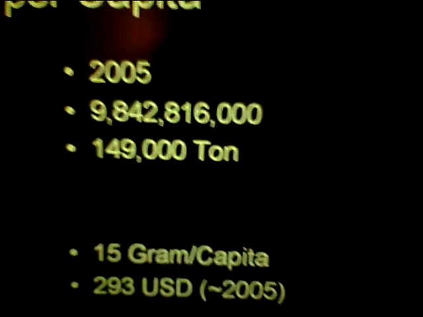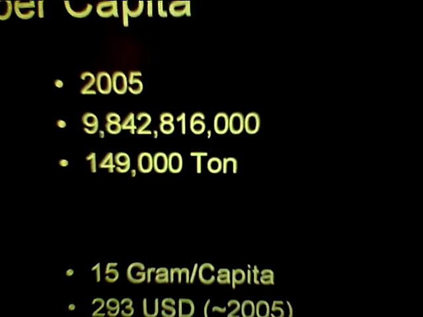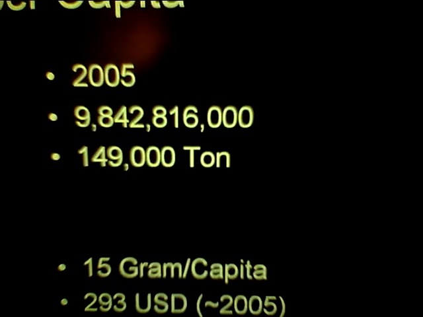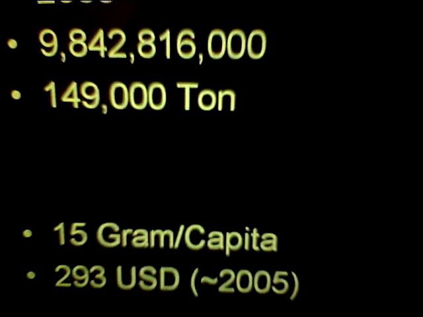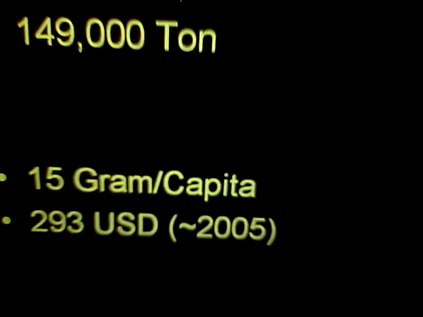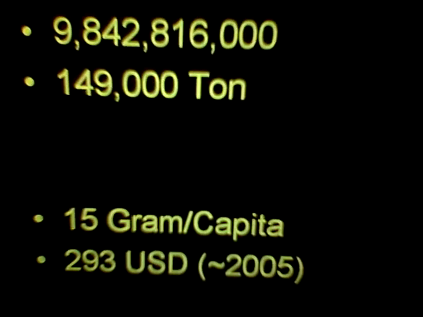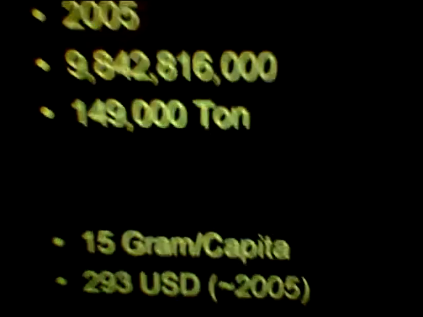It's about 2 ounces. In 2005, we had 9.8 billion people, roughly, and the 149,000 tons. That means we have 15 gram per capita, which would have cost us about $293 US, about $300.